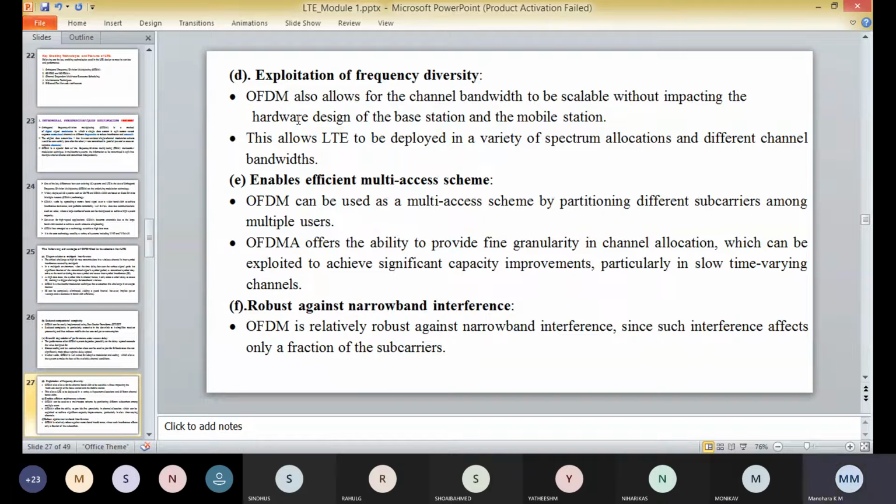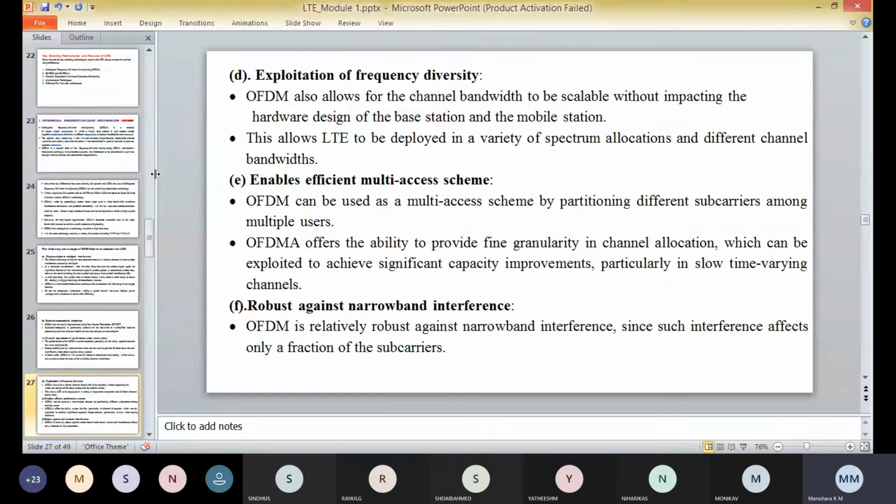Next, we have the one that enables an efficient multi-access scheme. OFDMA can be used as a multi-access scheme by partitioning different subcarriers among multiple users. This scheme is referred to as OFDMA and is exploited in LTE.